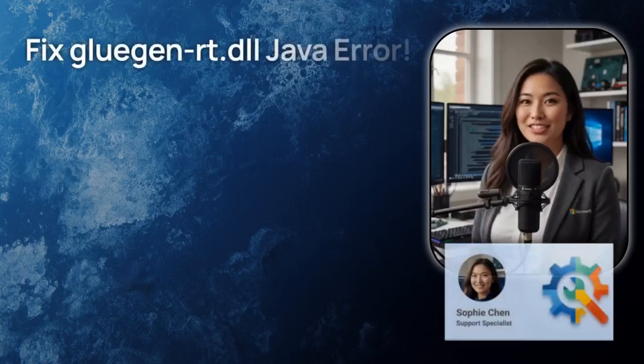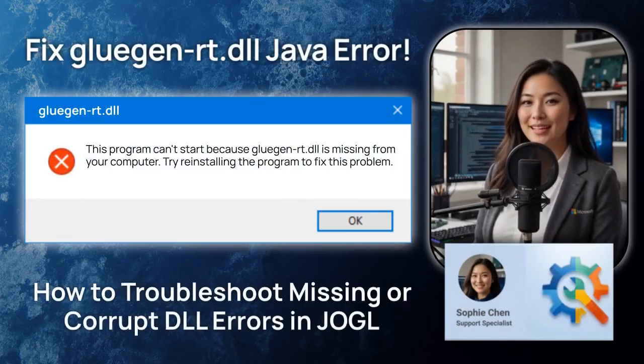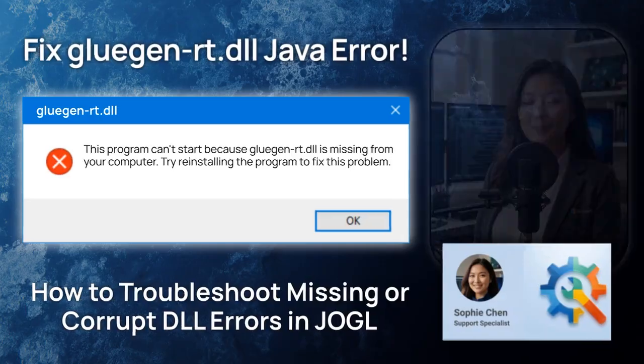Your software can't find its instructions because the Gluegen-rt Library DLL is gone. I'm Sophie Chen, a senior Windows support engineer, and I'll show you exactly how to restore that connection.